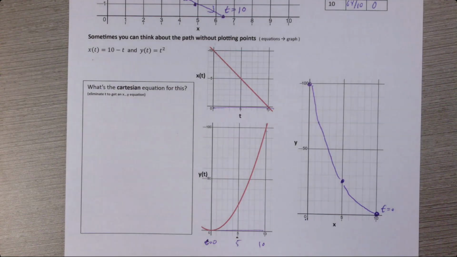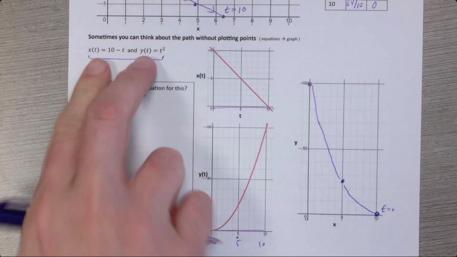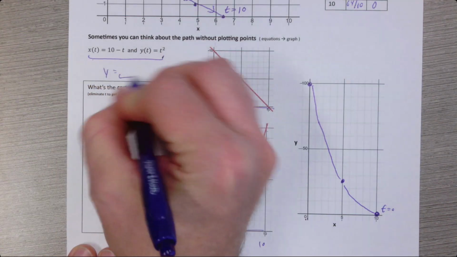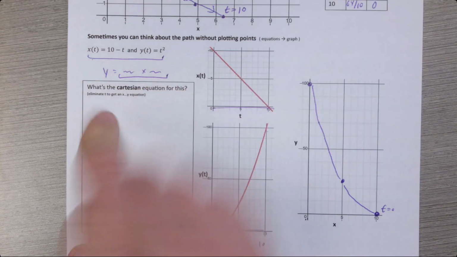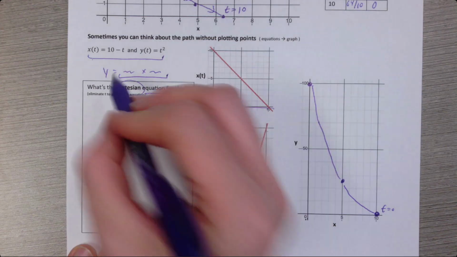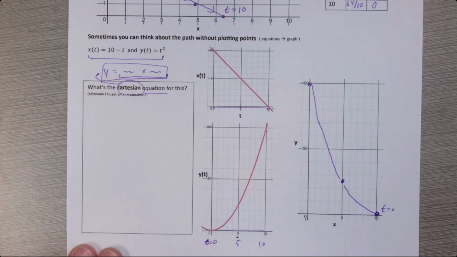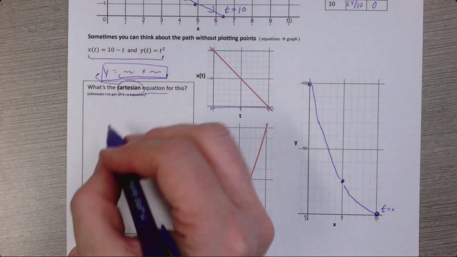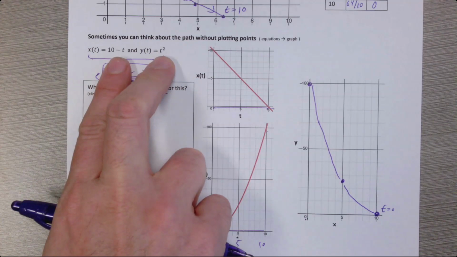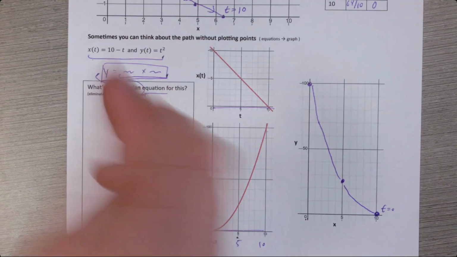All right, last thing. Sometimes it would be nice, if you have two parametrically defined equations, to try and figure out what's the regular old y in terms of x equation. That's what the word Cartesian equation means. Cartesian equation just means an equation that relates x and y directly. So the way you can do this is just like solving a system. Here I have two equations and they both have t. What if I tried to substitute so that I just had one equation without any t?